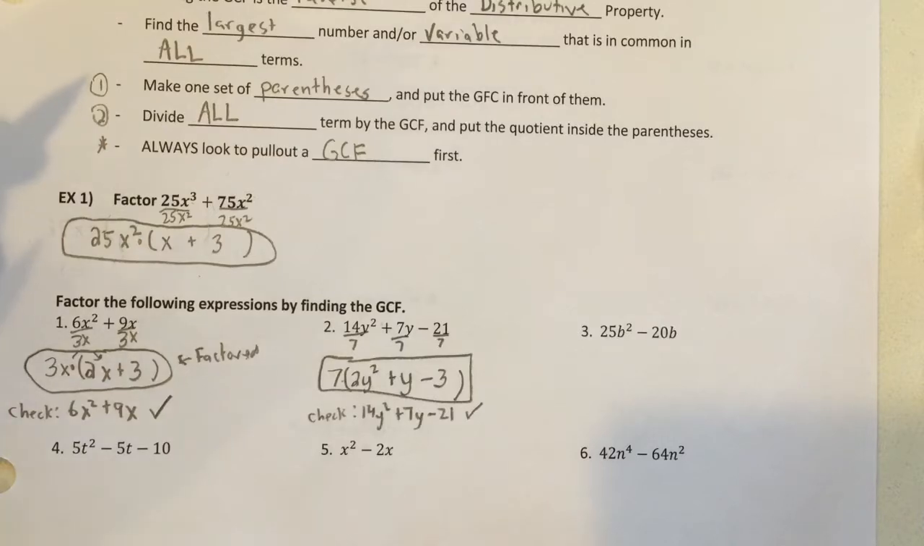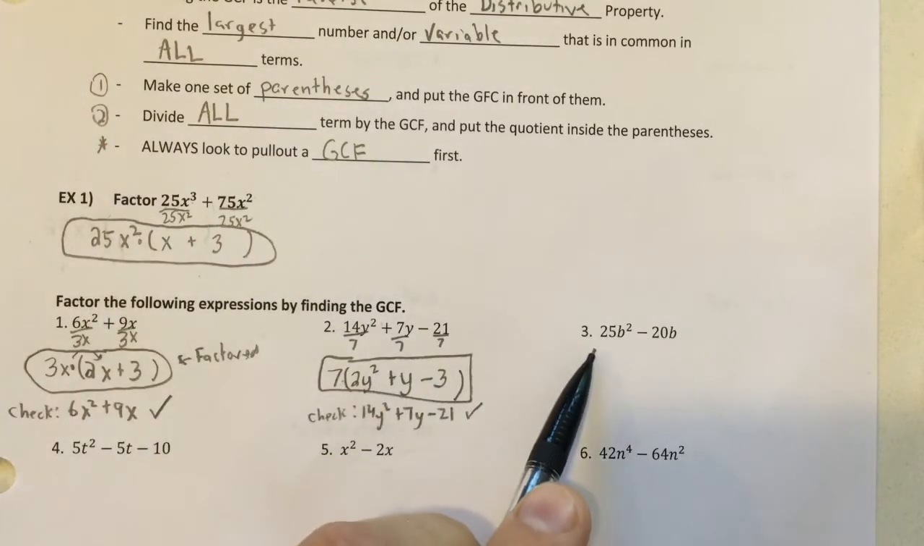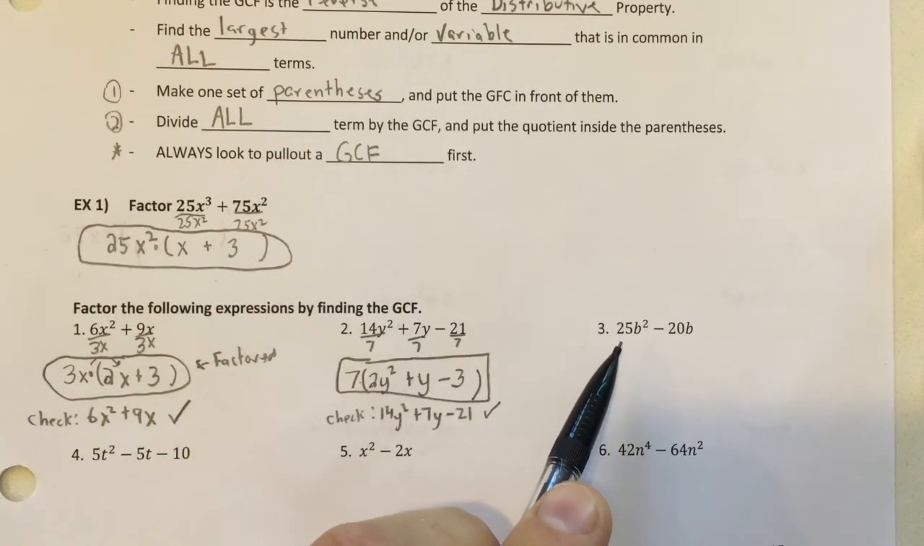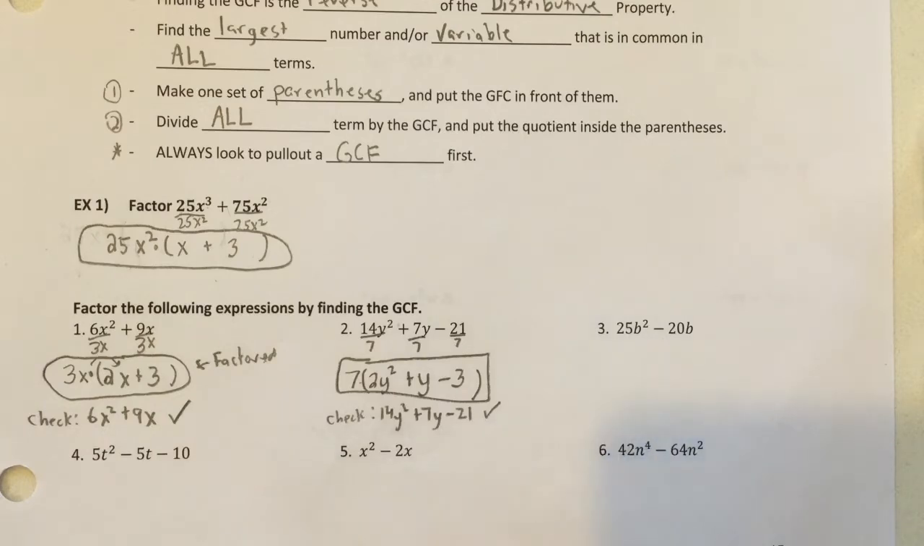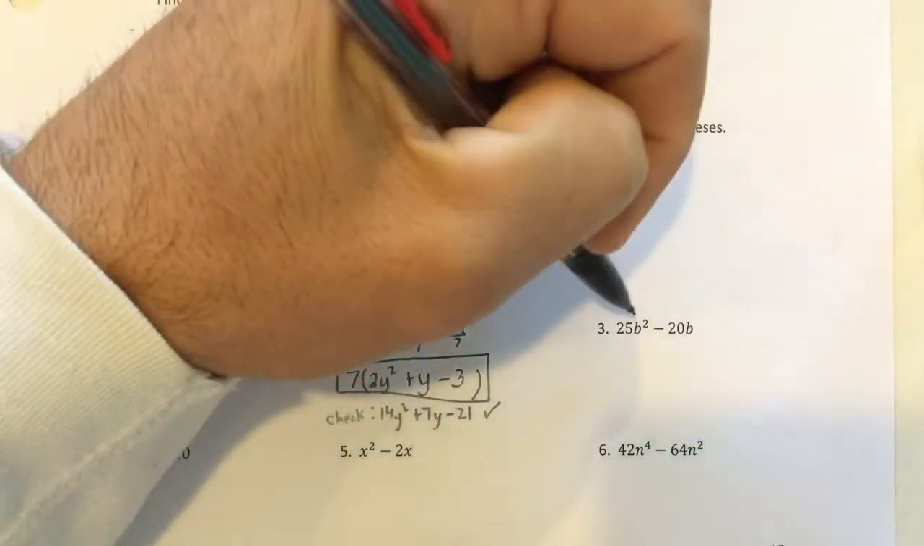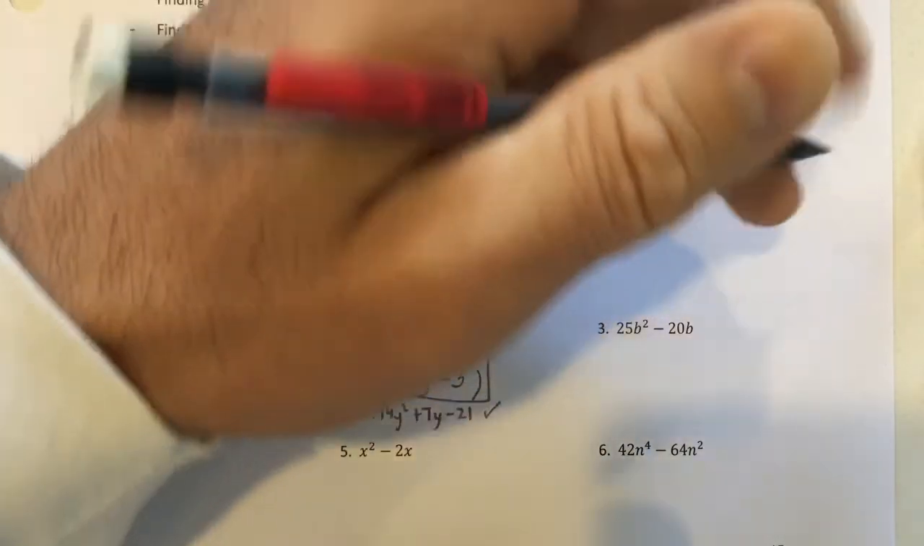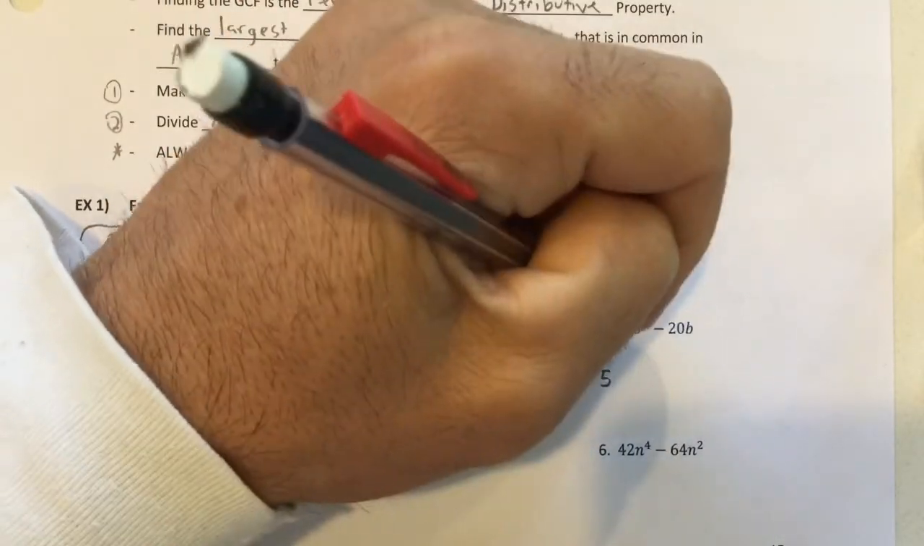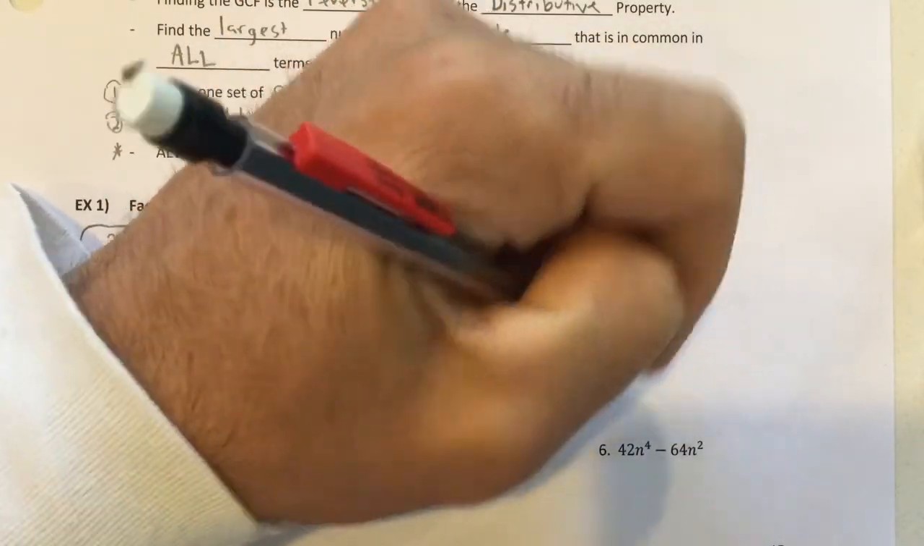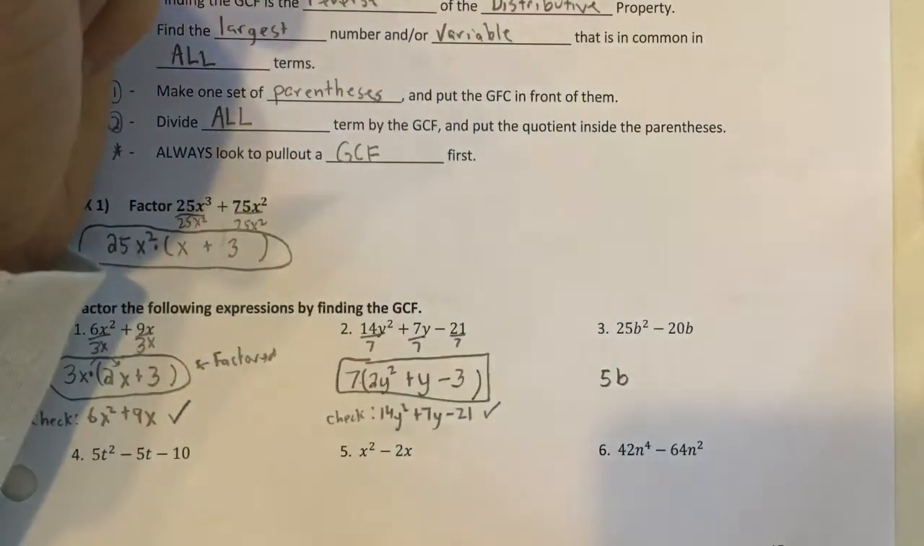All right, last one we'll go over. Number 3, I have 25b squared and negative 20b. So now I have two terms. So what number divides evenly into 25 and 20? That would be 5. What variable goes into b squared and b, which would be b?